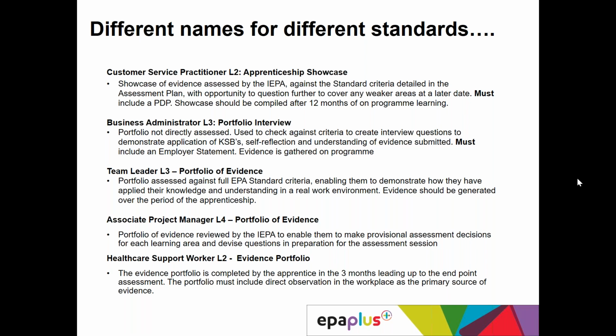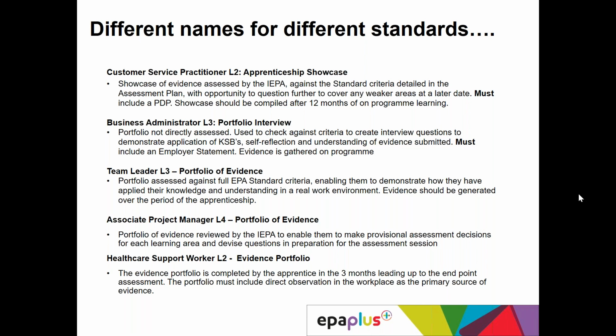Team Leader Level 3, it's a portfolio of evidence, and this is the one portfolio that is literally against the full EPA standard criteria, so it's probably the largest portfolio that we would deal with. And it enables them to demonstrate how they've applied their knowledge and understanding in a real work environment. Evidence should be generated over the period of the apprenticeship.